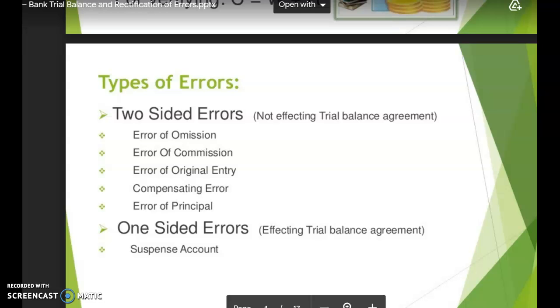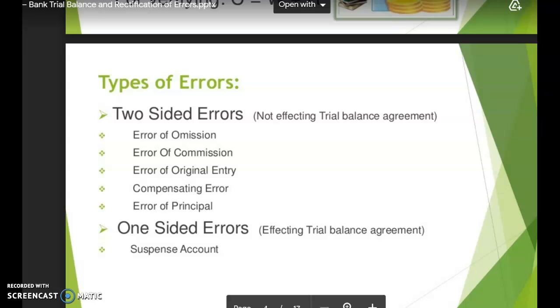For example, we had to debit Ramlal's account by rupees 100, but we debited Ramlal's account by rupees 1000. It means Ramlal's debit side is excess by rupees 900. Now we had to debit Sohan's account by rupees 1000, but we debited it with only 100. So 900 rupees is less debited to Sohan's account. The result is that there is 900 less debit in Sohan's account.